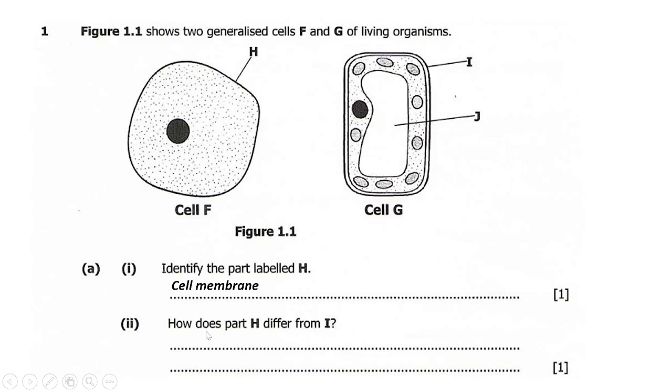Then Roman numeral 2, how does part H differ from I? How does this part H, this layer here, differ from this part here, which is the cell wall? We can say that H is selectively permeable while I is fully permeable. The cell membrane is selectively permeable, which means that it selects what enters and leaves the cell, while I, the cell wall, is fully permeable, meaning that it doesn't select. It allows most substances to go in and out of the cell.